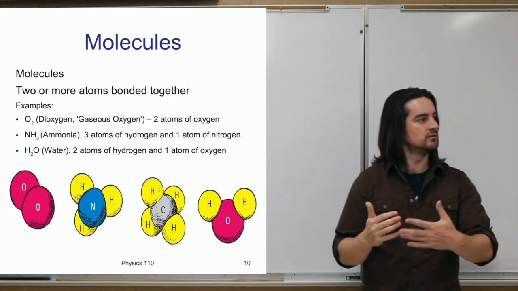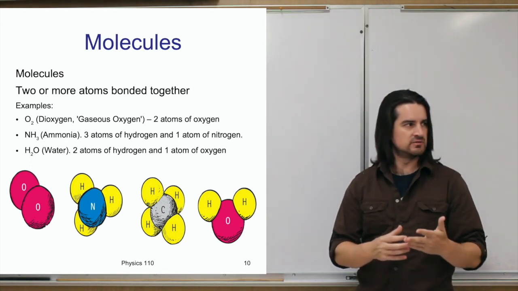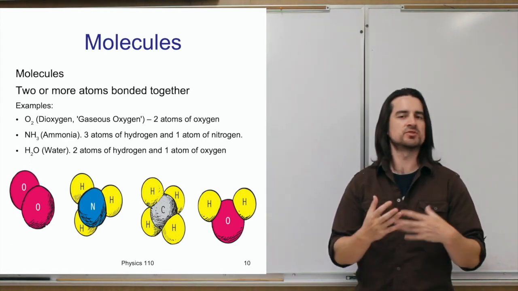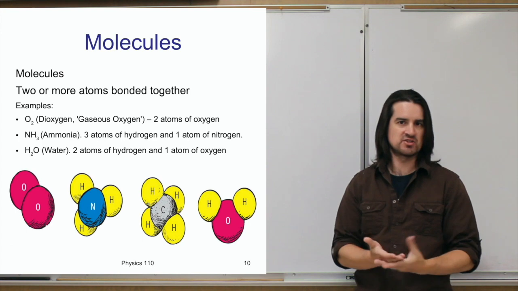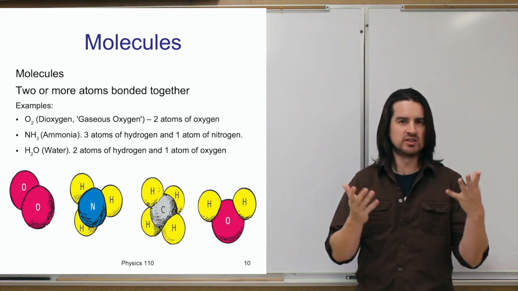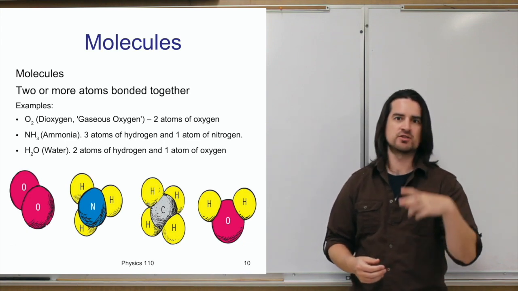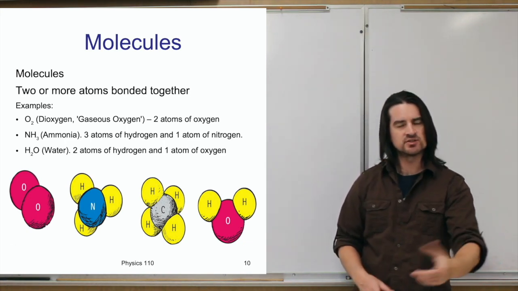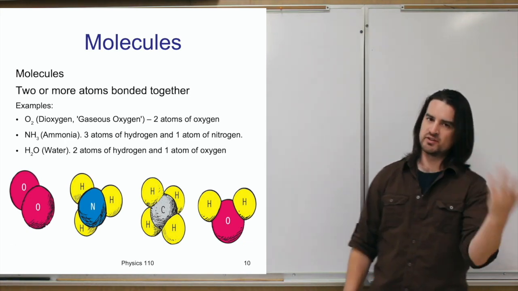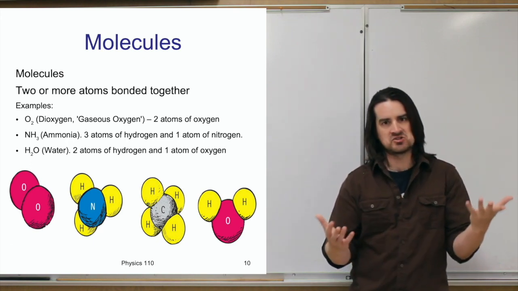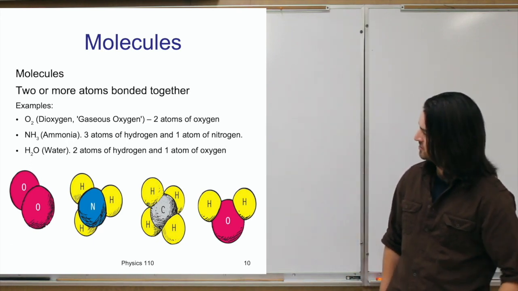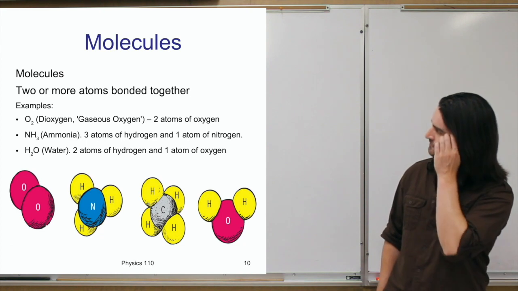So that's the basics of atom structure, what can happen to an atom. If you change protons, then you're changing elements. If you change neutrons, then you're getting isotopes. If you change electrons, you're getting ions. So those are all the different ways you can change atoms.